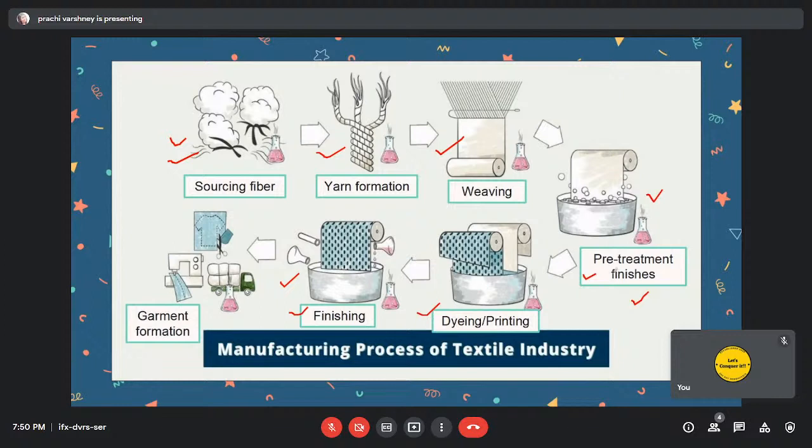Without pre-treatment finishes, we cannot produce good quality dyed fabric or printed fabric. This finish is quite different from pre-treatment finishes. Let me tell you how. Suppose I want a waterproof fabric, because I am going to make an umbrella or a raincoat from that particular fabric. Then I will use waterproof finishes on that fabric.